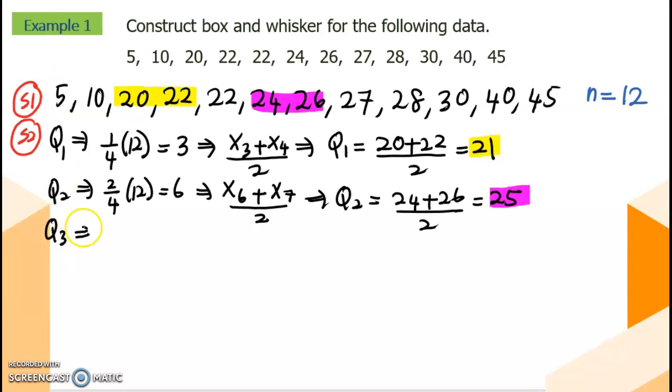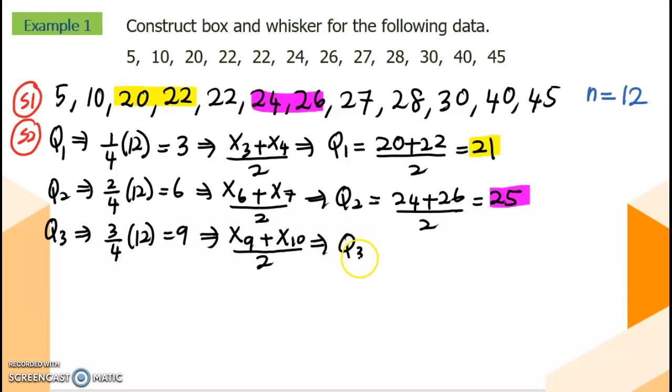For Q3, the location will be 3 over 4 multiplied by 12, which equals 9. 9 is an integer, so we are going to take x9 plus x10 divided by 2. So our Q3 equals, counting 7, 8, 9, 10, 9 and 10 will be 28 and 30. 28 plus 30 divided by 2 equals 29. So our third quartile is 29.